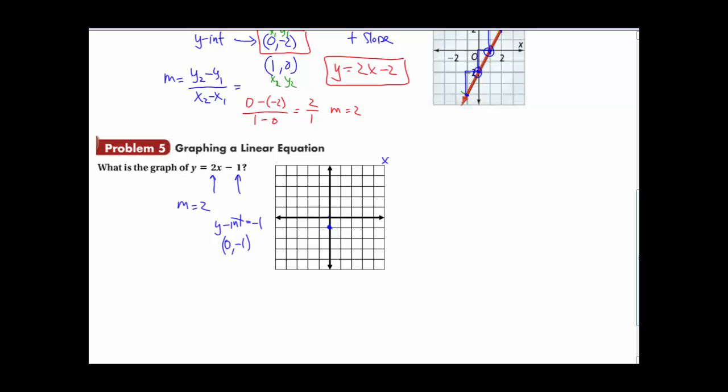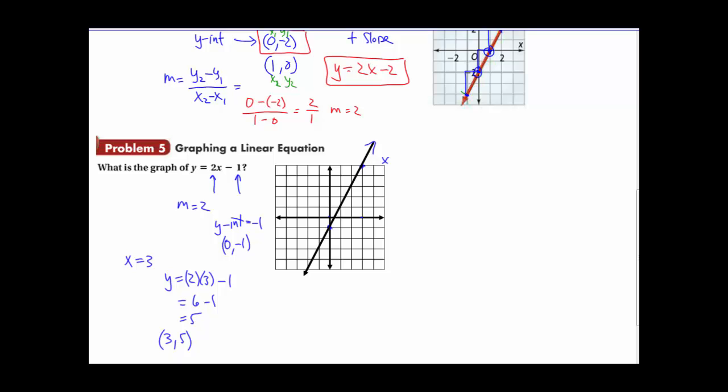So if we go over 1, 2, 3, we're going to look at the x-coordinate 3. So if I input 3 for x, we're going to get 2 times 3 minus 1. So we get 6 minus 1, which is 5. So 1 point that is on the line is (3, 5). So if I go over 3 and then up 1, 2, 3, 4, 5, I can put a point. We have 2 points. We can connect the dots, and we have our line.